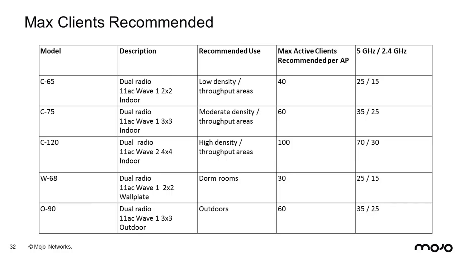But as far as if you're going to design, you should design for these maximum numbers of active clients, with the ratio broken down 25 to 15 for the 5 gig radio and the 2.4 gig radio. And these are just guidelines. You could actually change the ratio depending upon what type of applications or what type of SSIDs you have on the 2 radios.